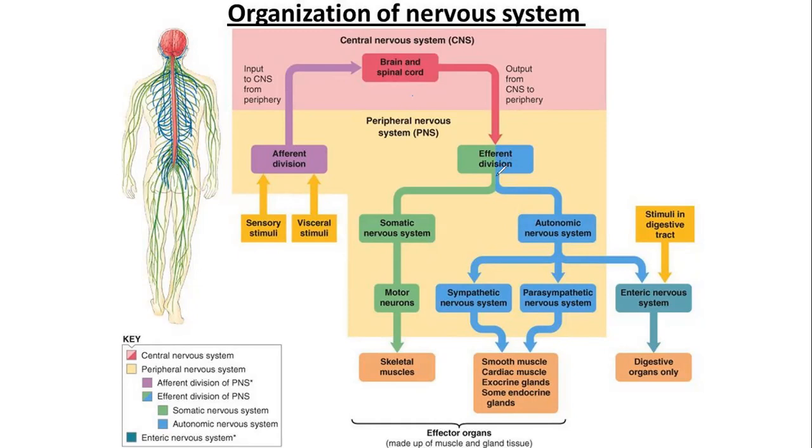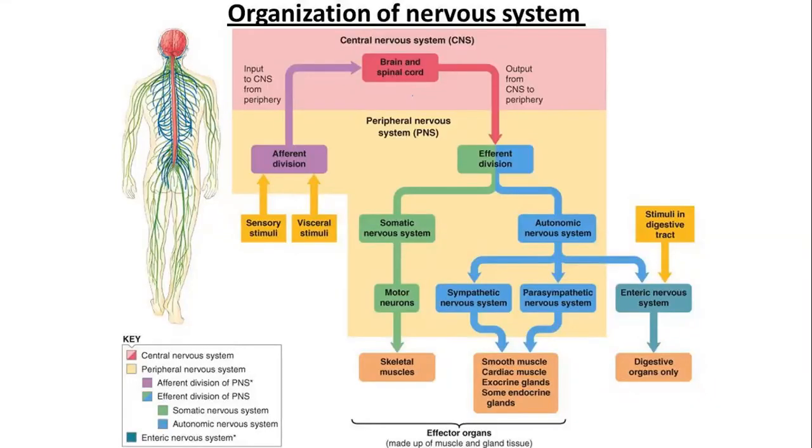Then the efferent division. So there is the left and there is the blue one. So the autonomic nervous system, as we said, has the parasympathetic, sympathetic, and enteric nervous systems. The enteric nervous system is for digestive organs only, stimulated by the digestive tract. Then the efferent division, the somatic nervous system, is the motor neuron, skeletal muscle. So this one is controlled by the body. It is voluntary.